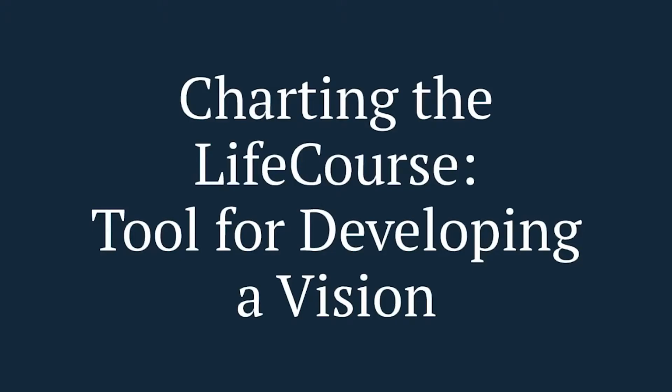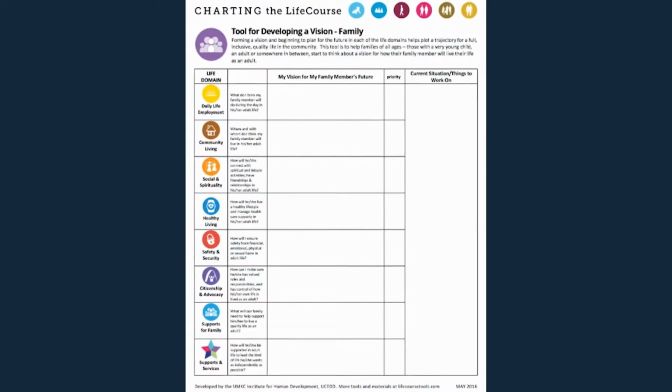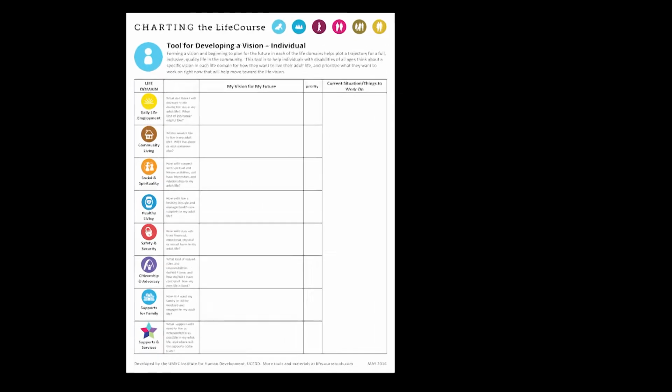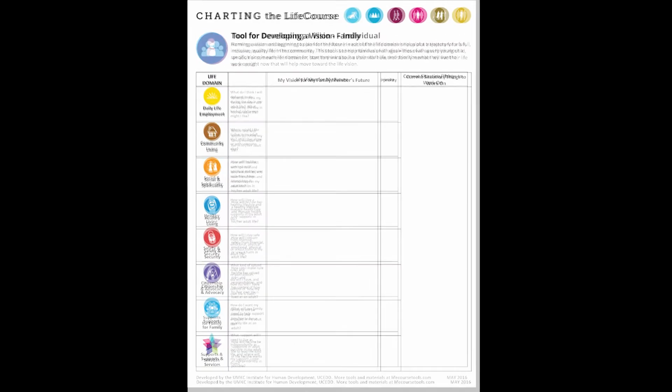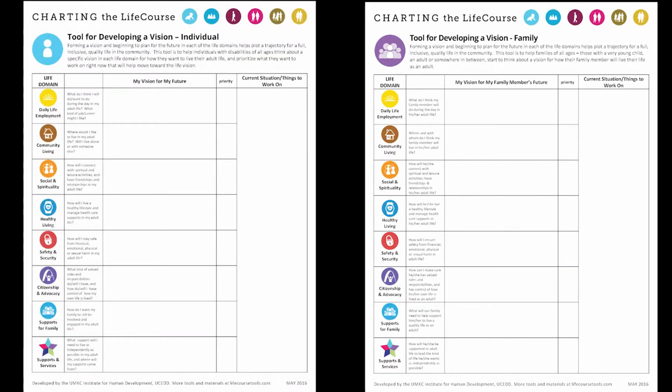This video explains how to use the Charting the Life course tool for developing a vision. This tool is useful because it facilitates a conversation between you, the individual with a disability, and the person-centered planning team about what is important to the individual with a disability and her life vision. The tool contains two separate sheets, one for the individual with a disability and one for the family. The two sheets are designed to get a whole perspective from both the individual and the family.